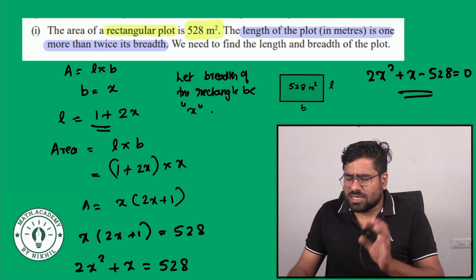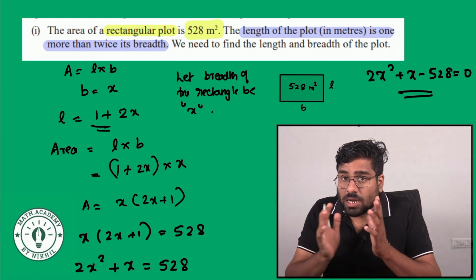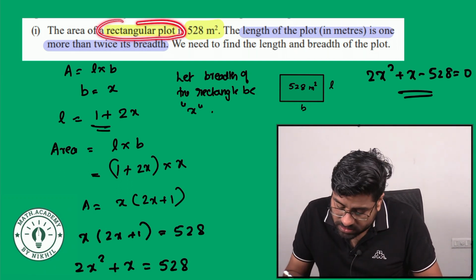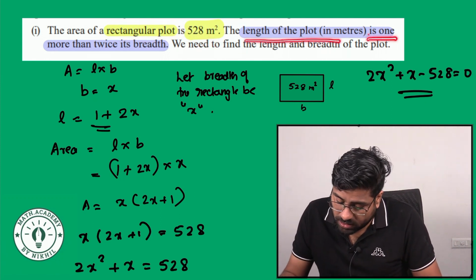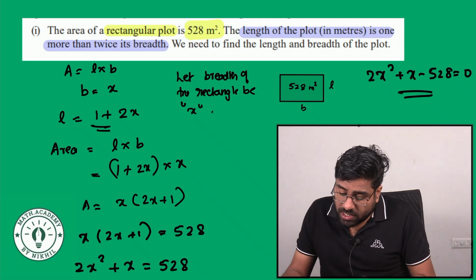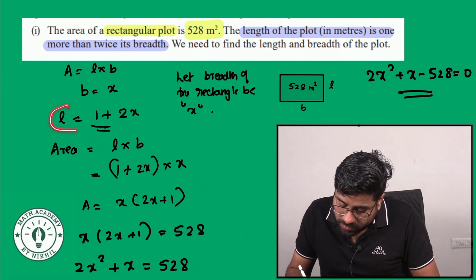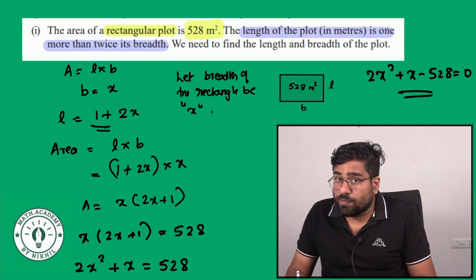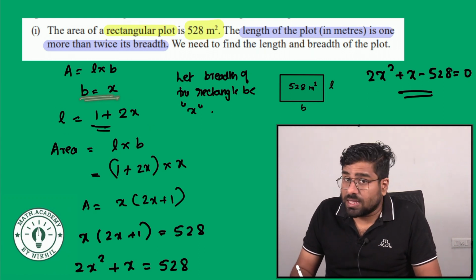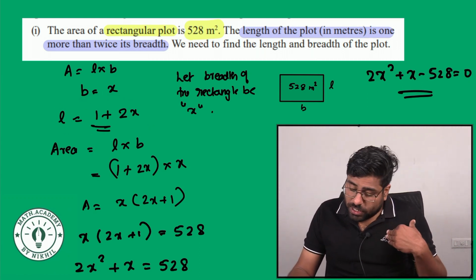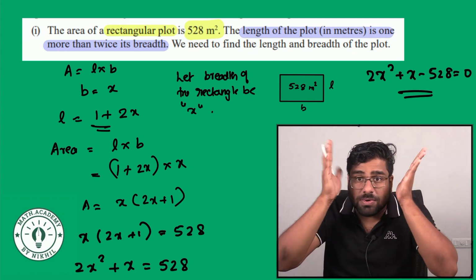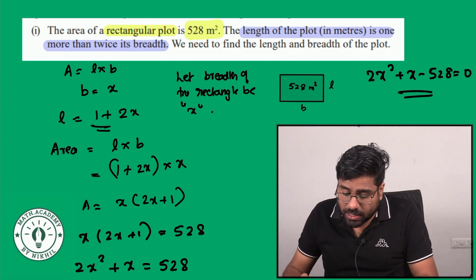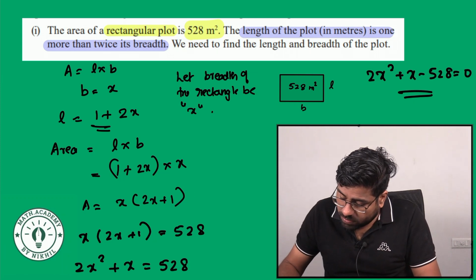So I hope that logic is very much clear, right? Where did we start the concept? We started from this: the rectangular plot is 528 meters square. The length of the plot in meters is 1 more than twice its breadth. From that I understood that L is going to be 1 plus 2 into breadth, and I replaced my breadth with the variable x. That is how you are supposed to think. The thinking perspective is extremely important, all right?